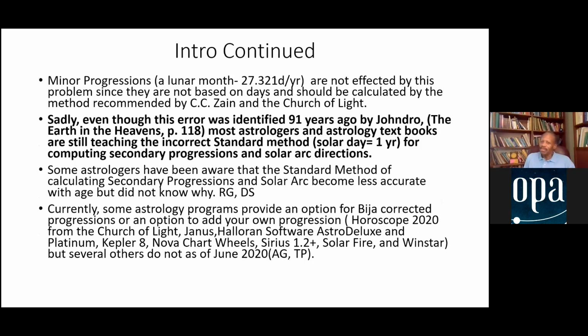Sadly, even though this error was identified 91 years ago by Johndro, most astrologers and astrology textbooks are still teaching the incorrect standard method of a solar day is equal to a year. Some astrologers had been aware that the standard method of calculating secondary progressions and solar arcs become less accurate with age, but did not know why. For example, Robert Glasscock had mentioned it in some of his classes and others, but they didn't know what the magnitude of the error was or how to correct it. And that's what we'll learn about this afternoon.